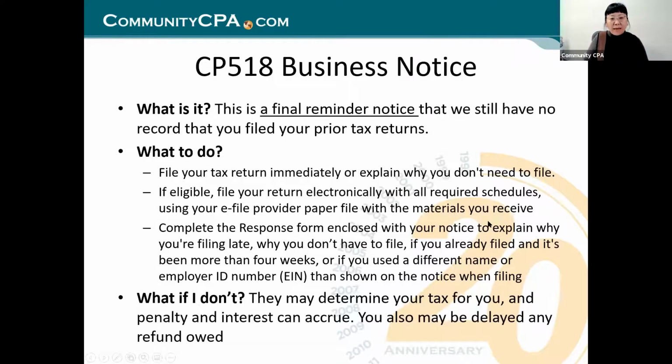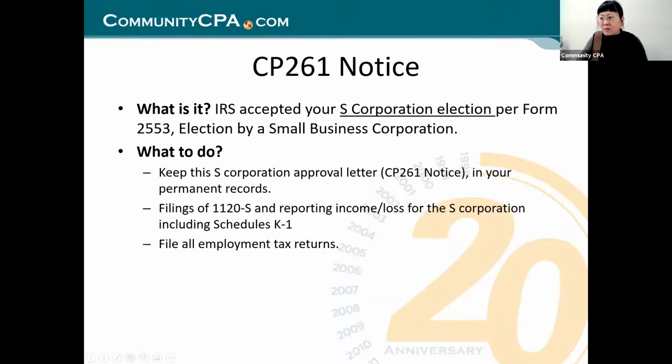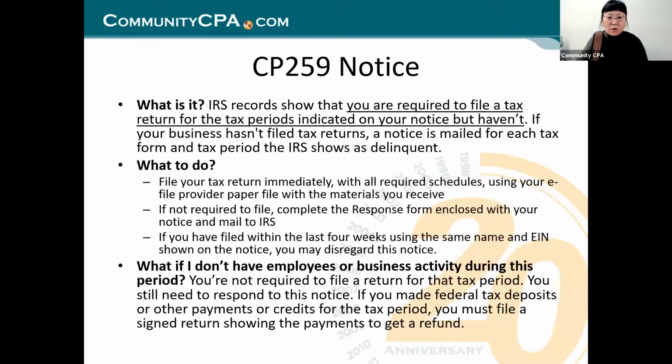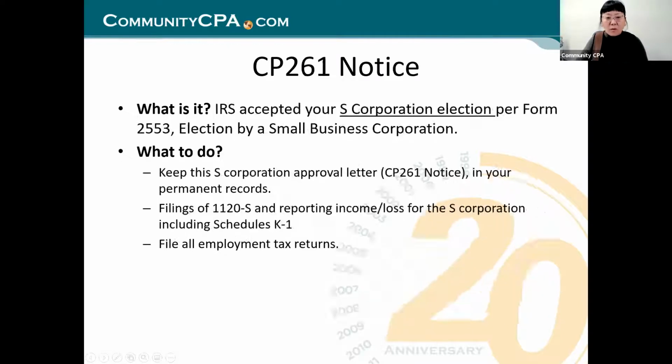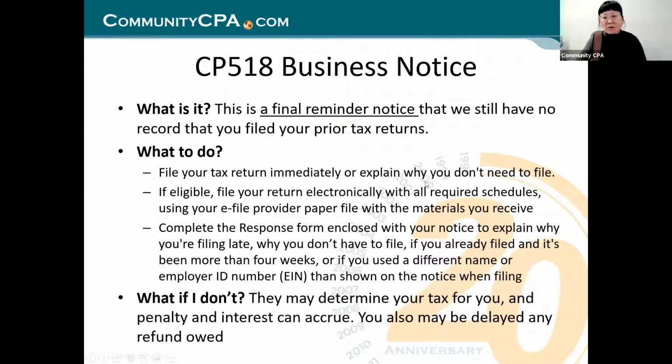CP518 is a business notice. This is the final reminder notice that the IRS still does not have any record of your tax filing. This goes with the other notice where the IRS says, hey, you better file your taxes. But if you just refuse to, they will give you the final warning, and then there you go, you can have your substitute taxes coming up. All right.